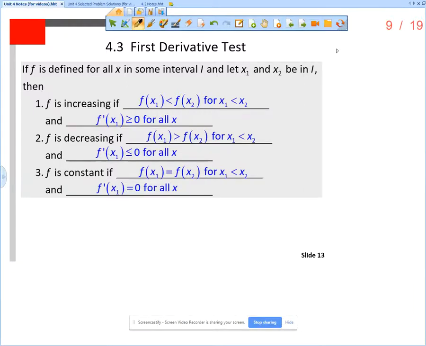This is the video for section 4.3 notes, slide 13 through 16.